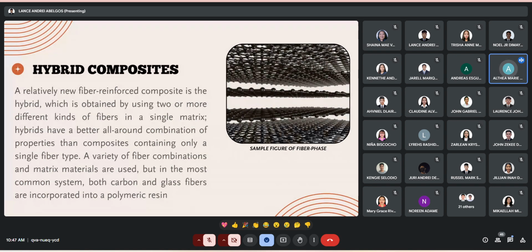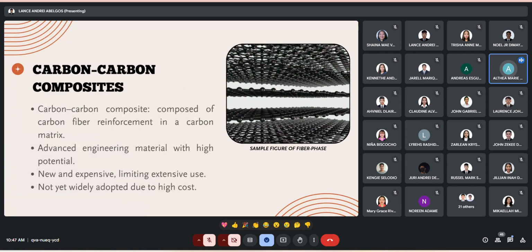The carbon-carbon composites are employed in rocket motors, as friction materials in aircraft and high-performance automobiles, for hot pressing molds, in components for advanced turbine engines, and as ablative shields for entry vehicles. Next slide po.